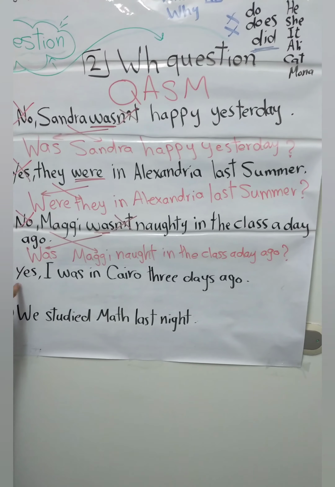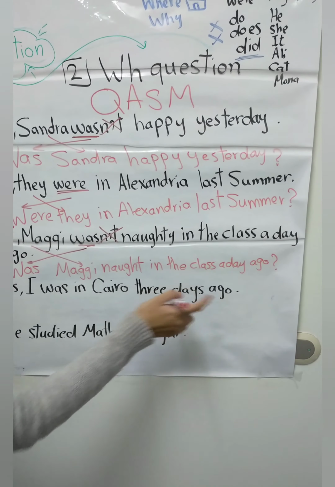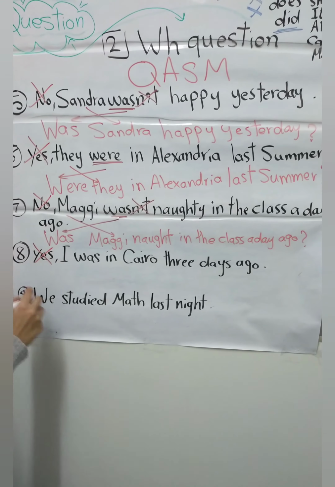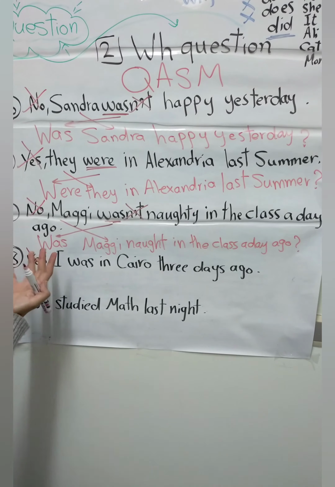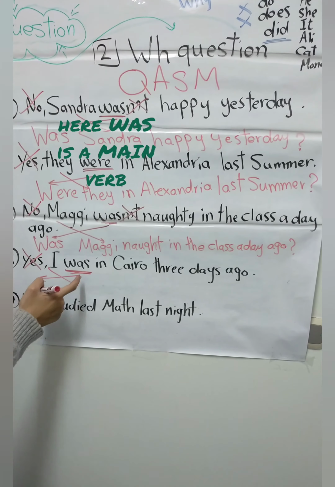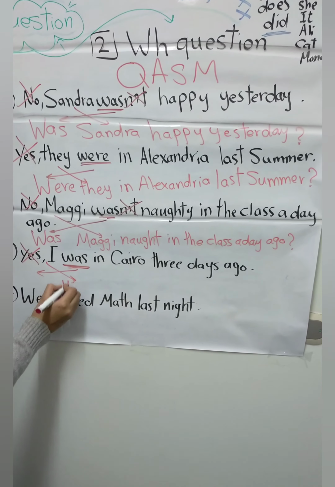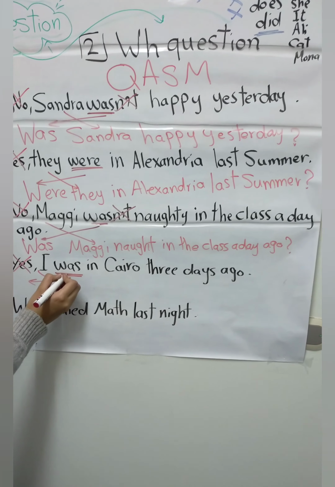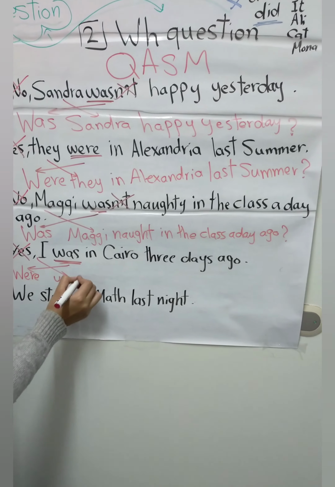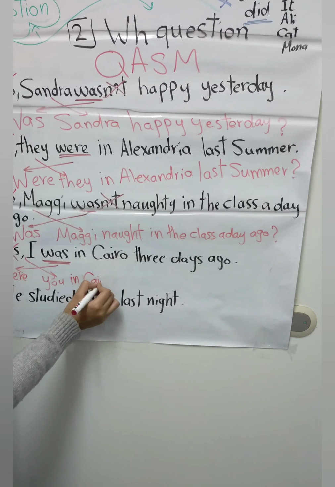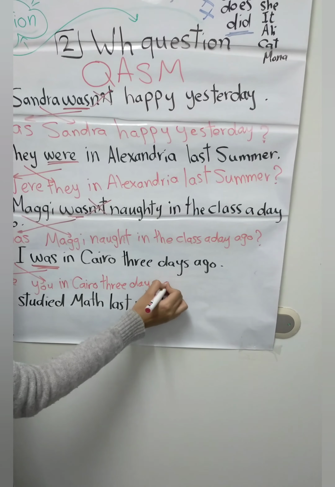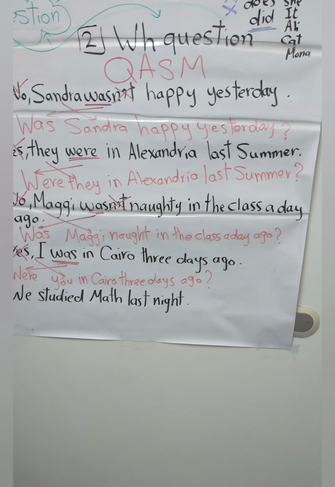Okay. Number 8, yes, I was in Cairo 3 days ago. We have yes or no question. Step number 1, cancel yes. Step number 2, search for auxiliary verb: am, is, are, was. We have here was, so make a cross between was and I. I becomes you, and you takes was or were? Yes, takes were. So, were you in Cairo 3 days ago? And don't forget question mark.